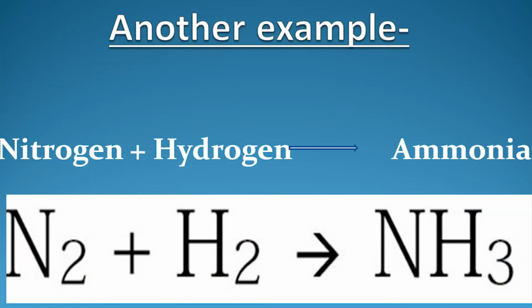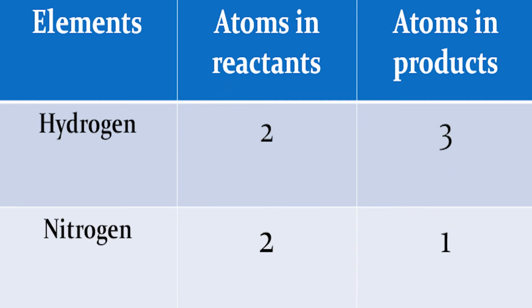Look at the screen. Hydrogen and nitrogen are the reactants and they combine to form ammonia. Immediately we have to make a table to know whether this equation is balanced or unbalanced. So write down the number of atoms on the reactant and product sides. You can see hydrogen is 2 and nitrogen is 2 on the reactant side, and hydrogen is 3 and nitrogen is only 1. So obviously this equation is completely unbalanced and we need to balance it.